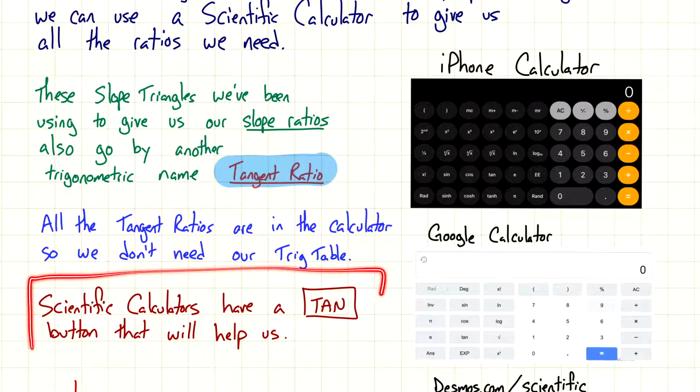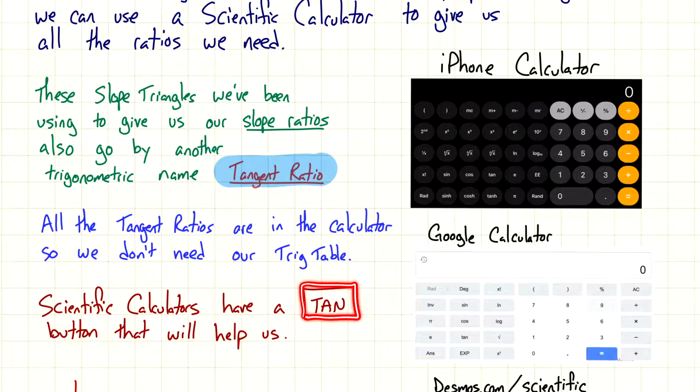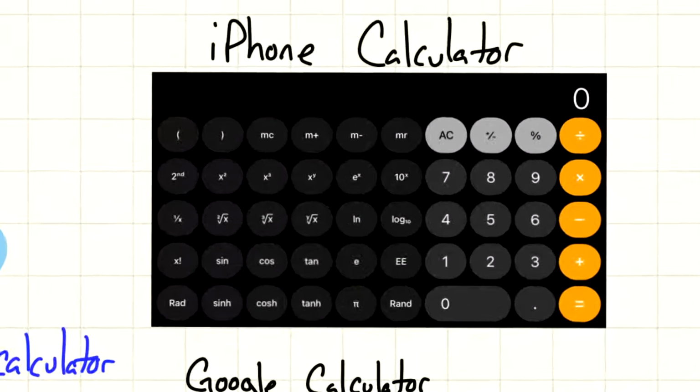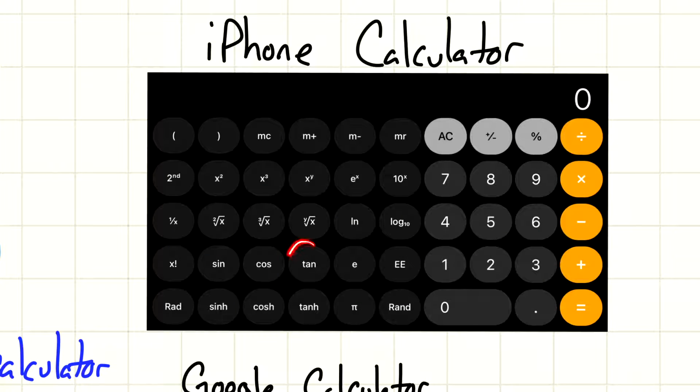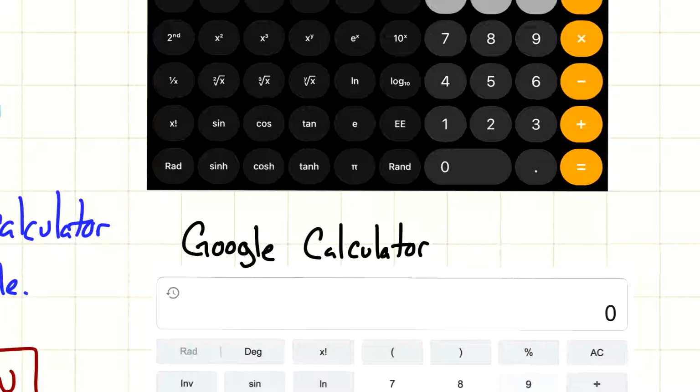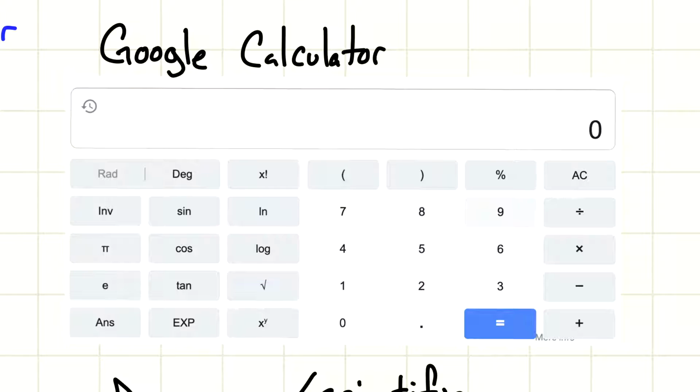You'll notice some extra features as well. What we want to use is this button called tan, which, in case it's not obvious, is short for tangent. The tangent ratio can be found using the tan button. That's going to give us what we need. If you had an iPhone calculator, you'll notice there's a tan button. If you're using a Google calculator, there's a tan button as well. That'll give you all your tangent ratios.